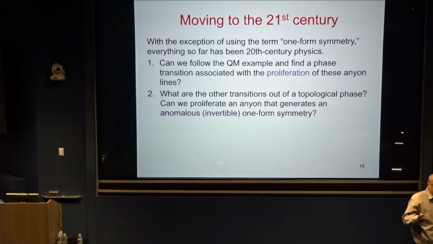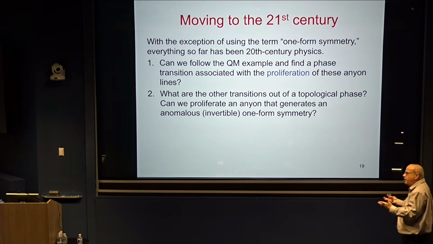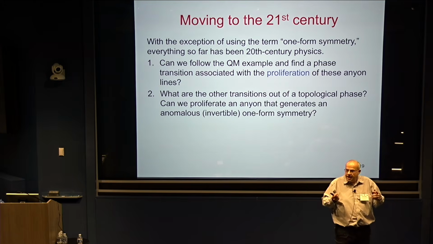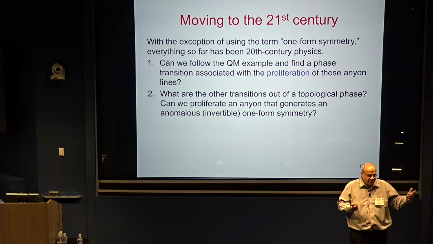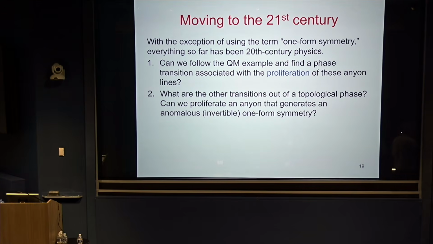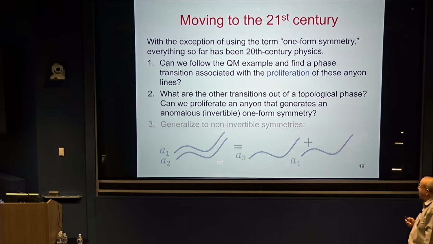So that's not something I can do with gauging. What's the counterpart of this here? By analogy, I should proliferate anyons that can braid non-trivially with each other. It's like gauging a symmetry which is anomalous. But I'm not gauging a symmetry. Instead, I'm just going to proliferate it the same way I did in the quantum mechanics. And since it was so easy in the quantum mechanics, nobody's going to stop me from doing it again here.